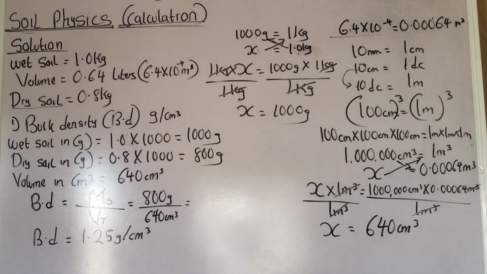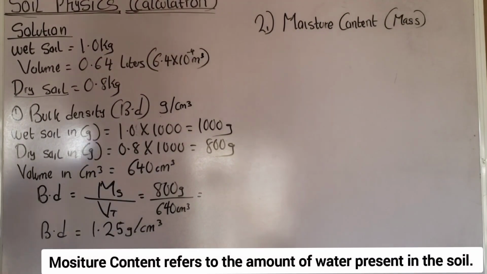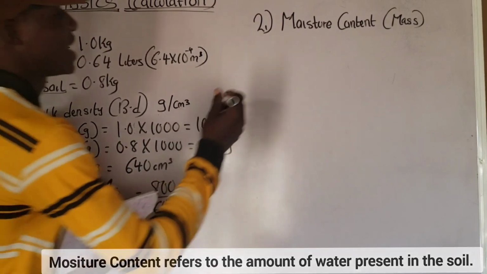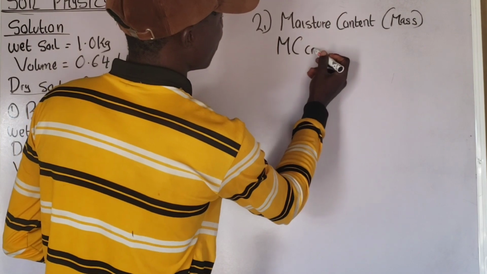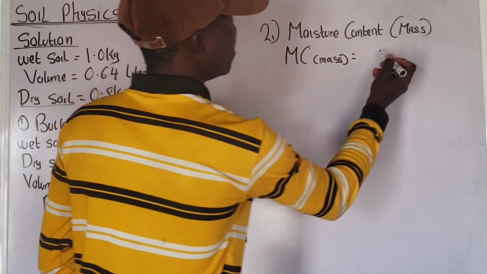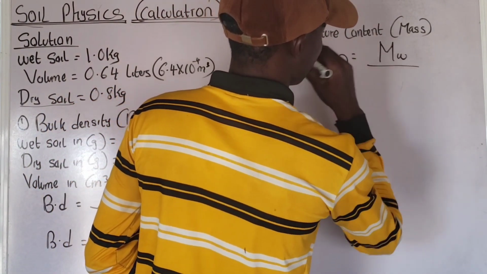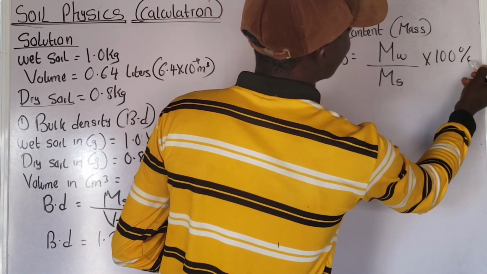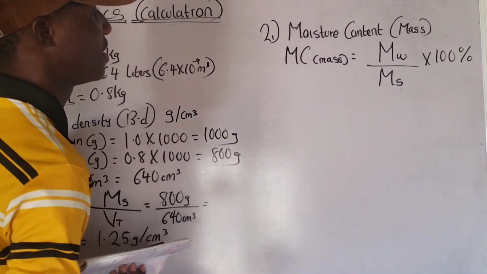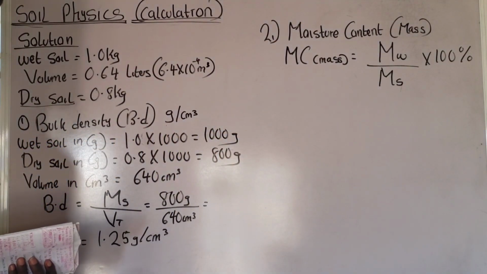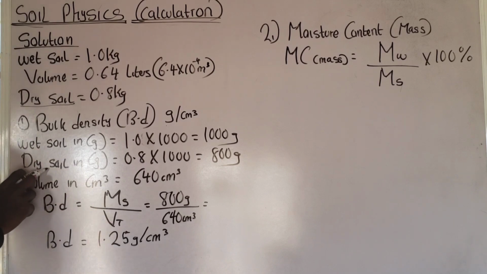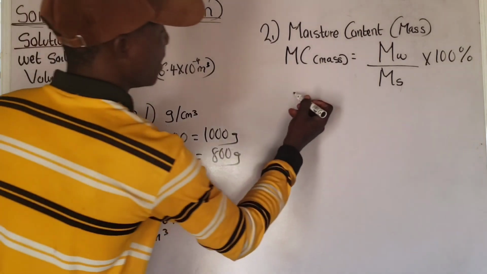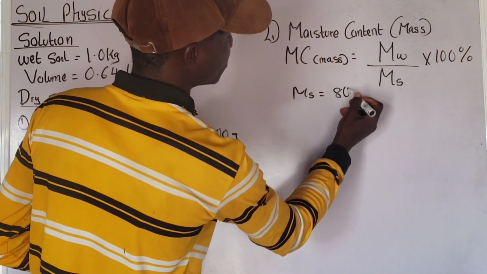Okay, now having gotten the bulk density, we are asked to proceed to calculate the moisture content on mass basis. You understand? Okay, now let us determine the moisture content on mass basis. Please, I want you to pay attention. The moisture content on mass basis, MC, equals to the mass of water all over the mass of the soil. Because we are asked to calculate it in percentage, you have to multiply it by 100. Now we have to determine the mass of water. Even though we know the mass of the soil, the mass of the soil is the dry soil. The mass of the soil is 800 grams.